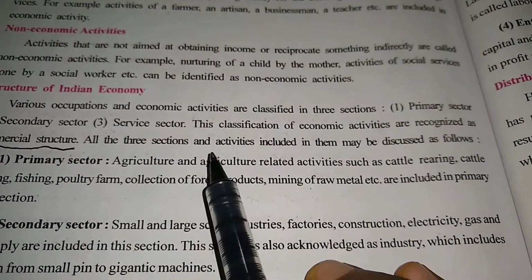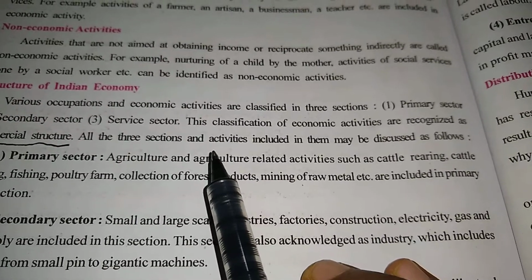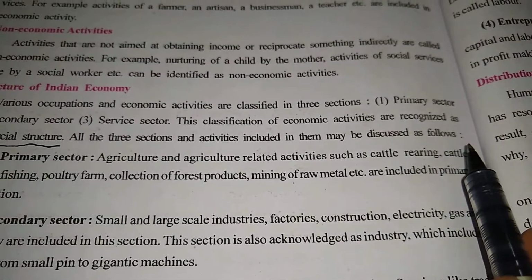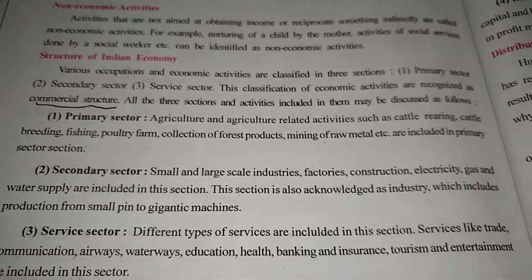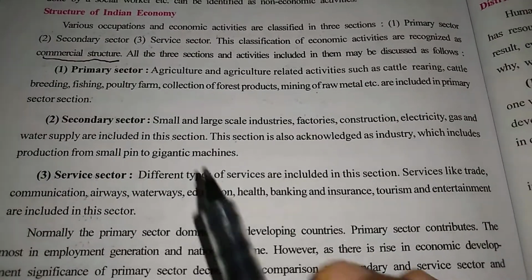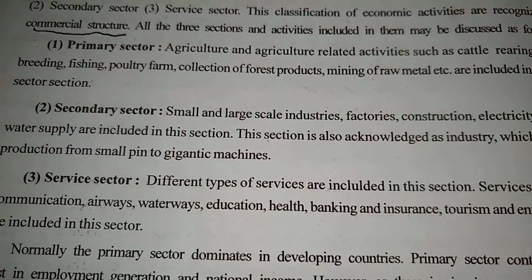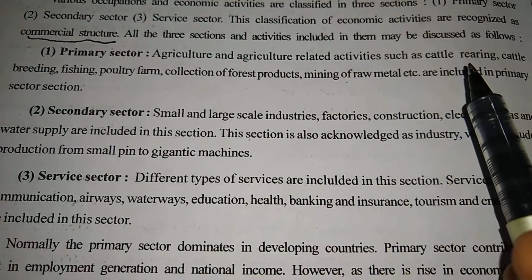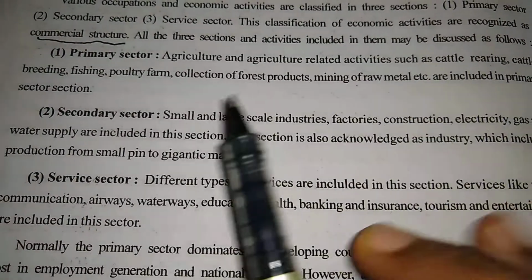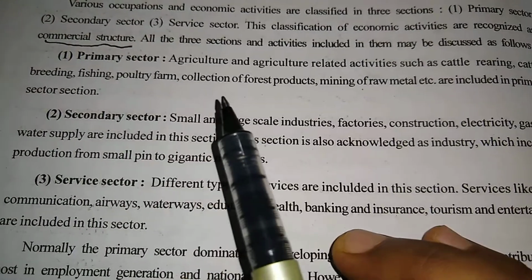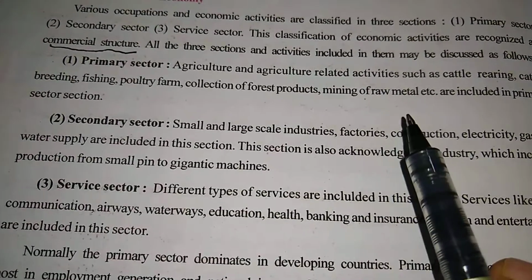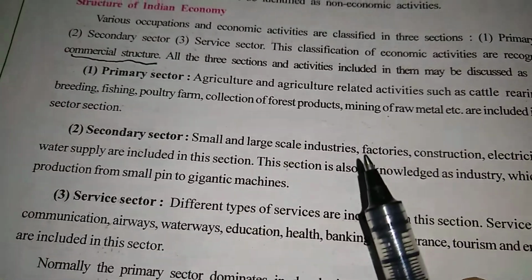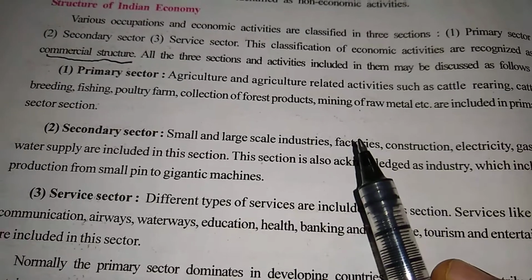And all the three sections and the activities included in them may be discussed as follows. So we discuss them term by term. The first category we have to learn is the primary sector. Now, agriculture and agriculture related activities such as cattle rearing, cattle breeding, fishing, poultry farm, collection of forest products, and mining of raw metal are included in the primary sector.